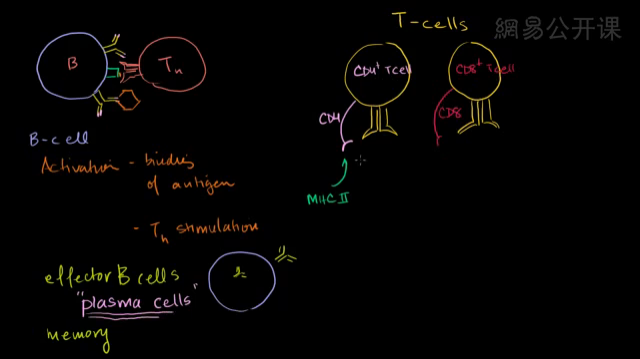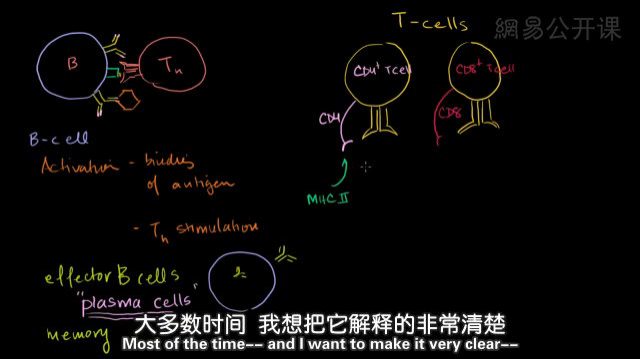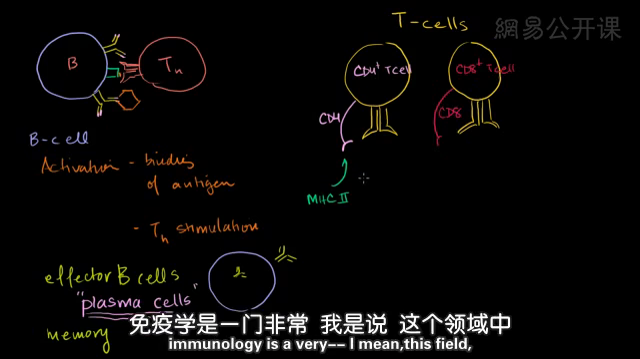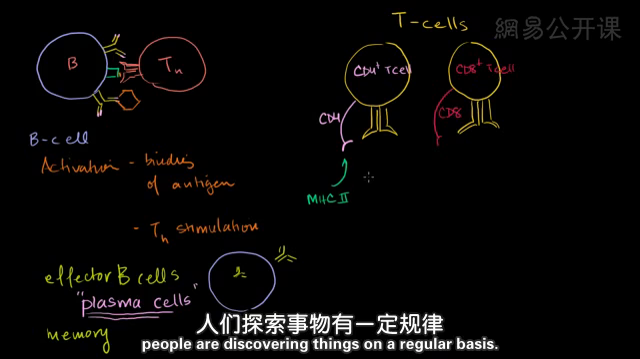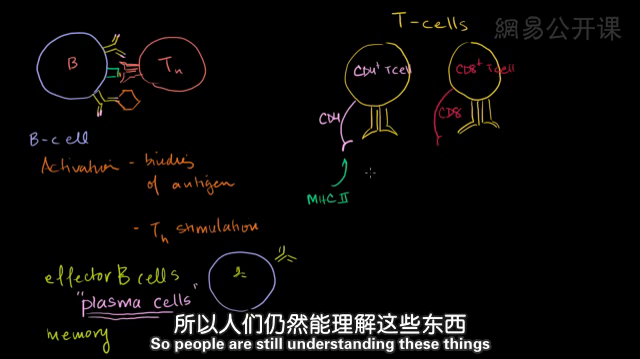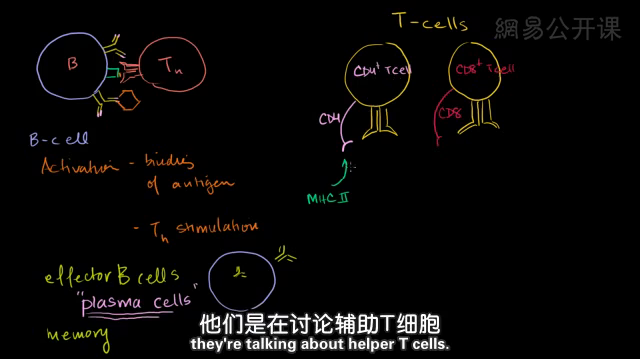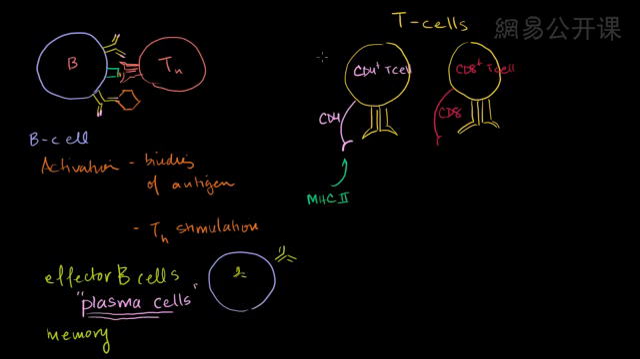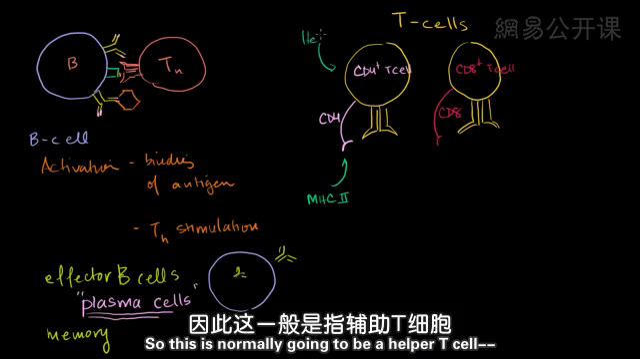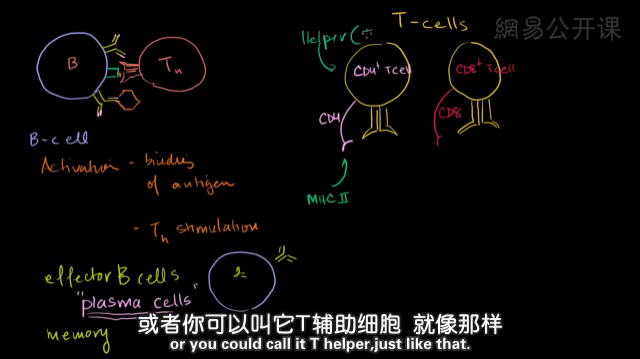So this is, most of the time, and I want to make it very clear, immunology is a field where people are discovering things on a regular basis. So people are still understanding these things, and there's all sorts of special cases. But usually when people talk about CD4 positive T cells, they're talking about helper T cells. So this is normally going to be a helper T cell. Or you could call it a T helper, just like that.